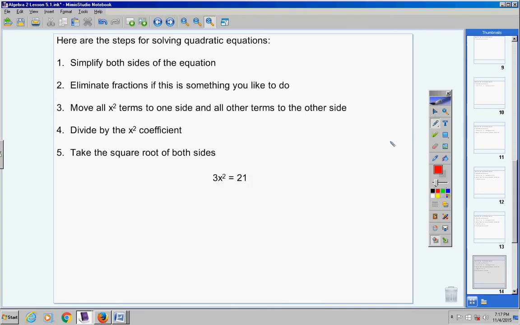3x squared equals 21. Now, step 1. Simplify both sides of the equation. Can you simplify 3x squared? Absolutely not. Can you simplify 21? Absolutely not. So step 1 is done. Eliminate fractions. Well, some of you might not like to do that. Some of you do like to do it, but it doesn't matter. There are no fractions in this equation. Step 2, move all x squared terms to one side and all other terms to the other side.